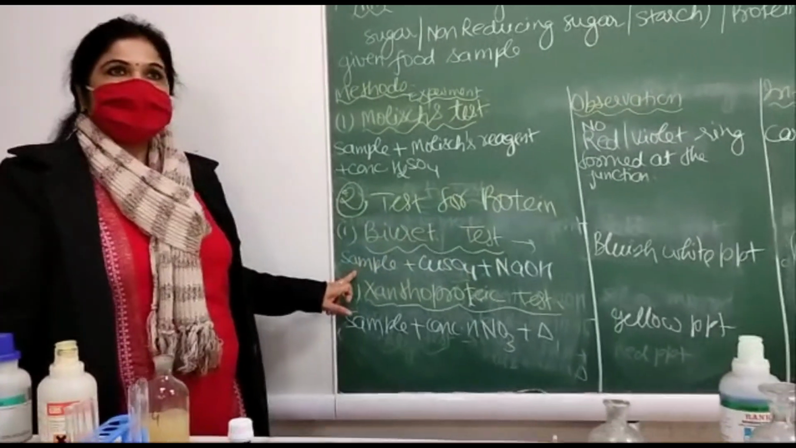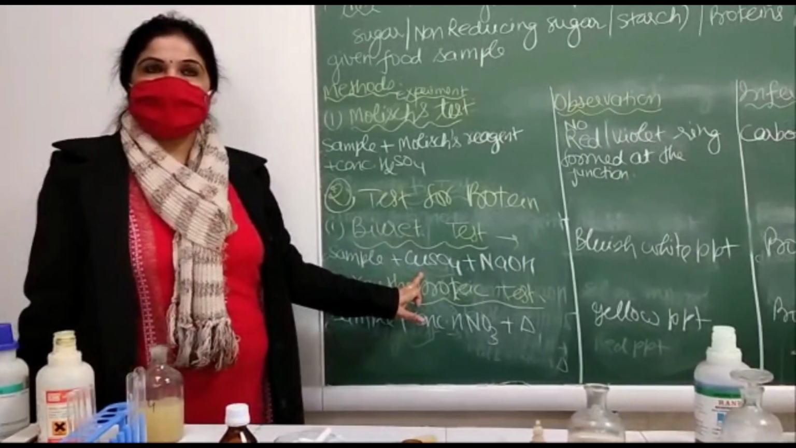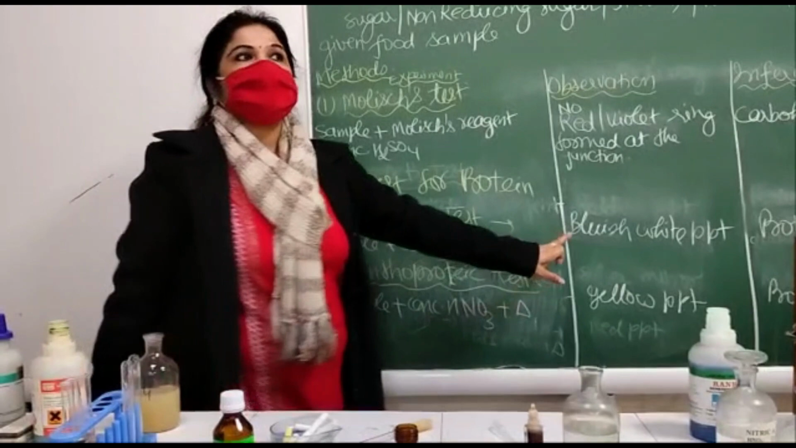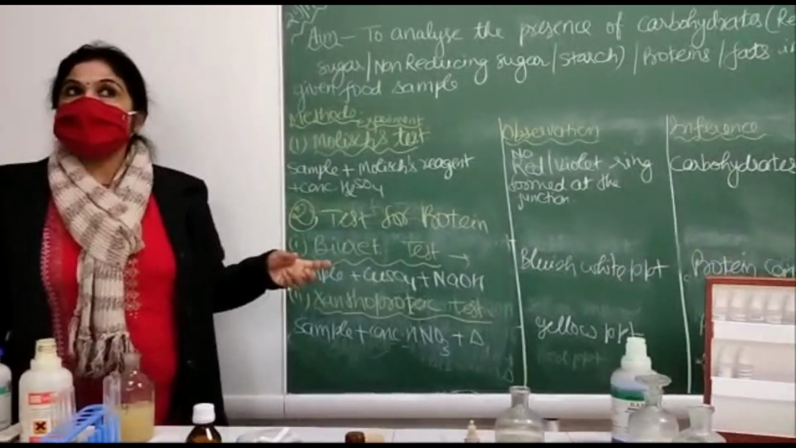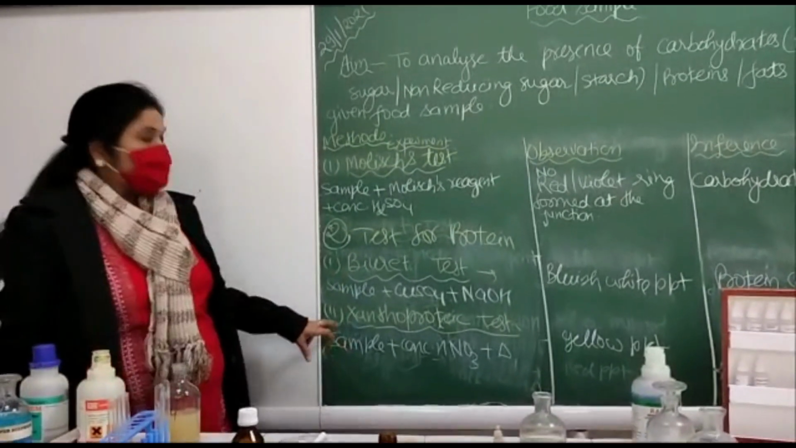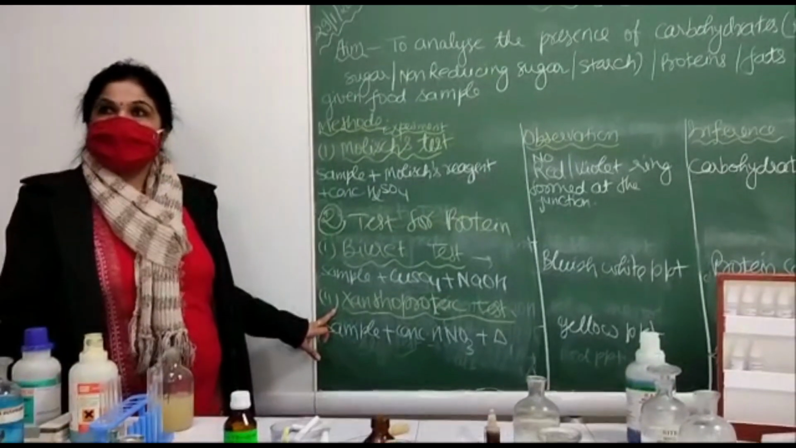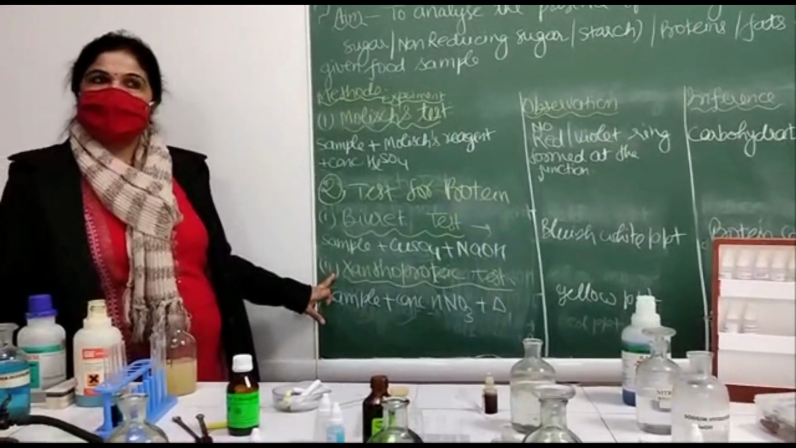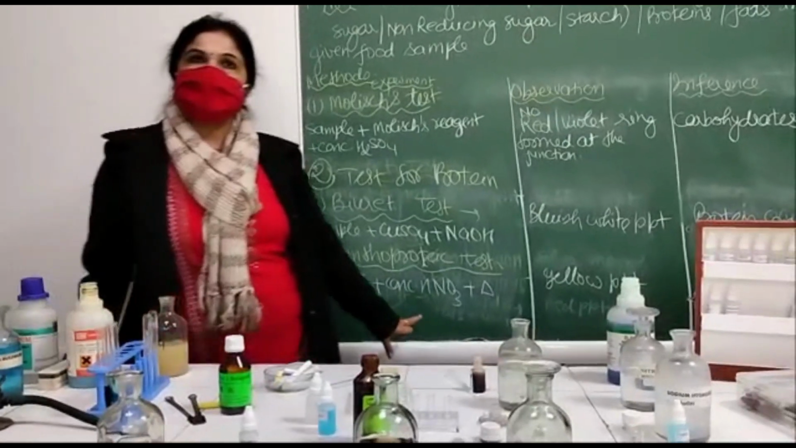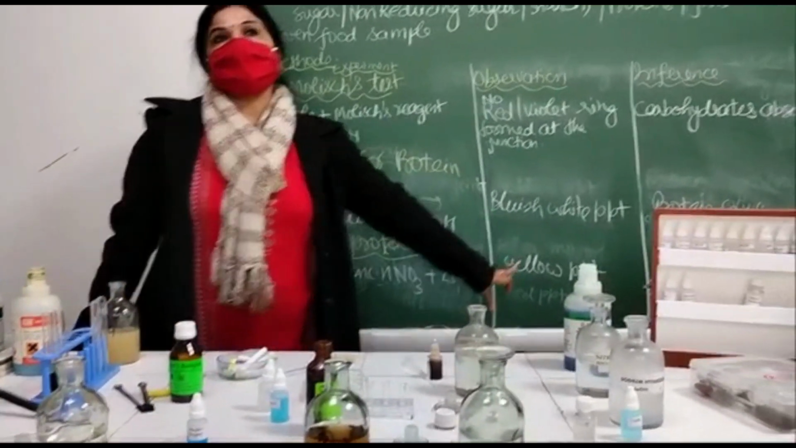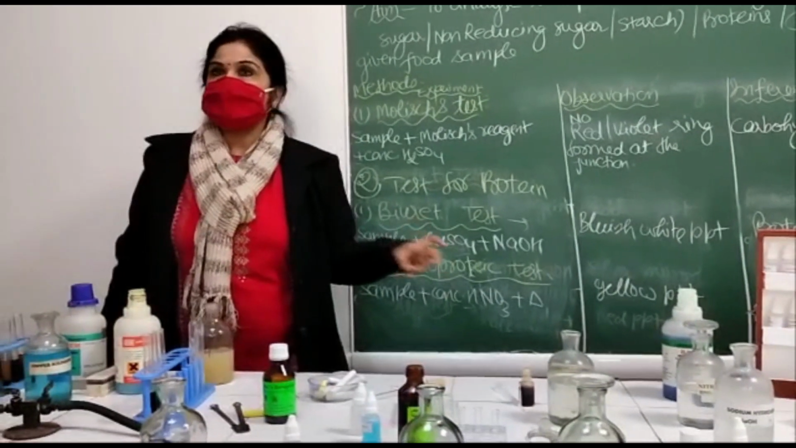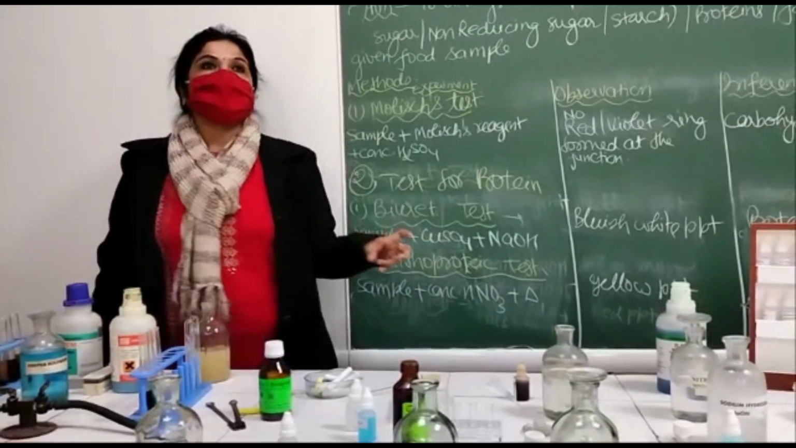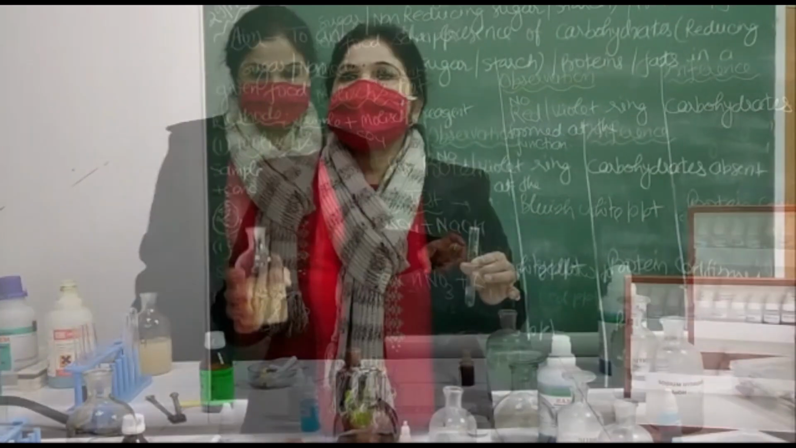What is the Biuret test? Take the sample, add copper sulfate solution and NaOH. You get a gelatinous blue precipitate. That is a confirmation of protein due to coagulation, because all of you know protein is a colloid. Second test, another test is the xanthoproteic test. What is the xanthoproteic test? Take the sample, add concentrated HCl and heat it. You'll see a yellow coagulation formed. Again there is coagulation because it is also colloidal, and when a colloid is heated you get coagulation.